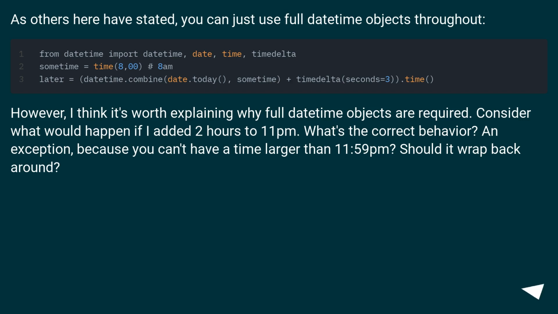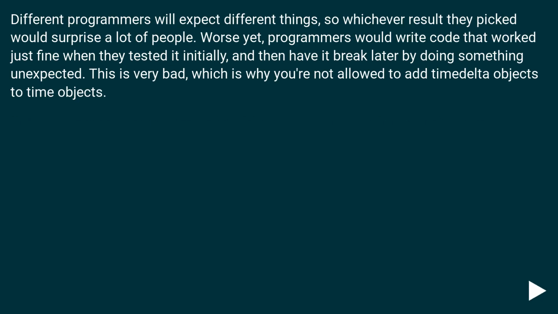However, I think it's worth explaining why full datetime objects are required. Consider what would happen if I added 2 hours to 11 p.m. What's the correct behavior? An exception, because you can't have a time larger than 11:59 p.m.? Should it wrap back around? Different programmers will expect different things, so whichever result they picked would surprise a lot of people.